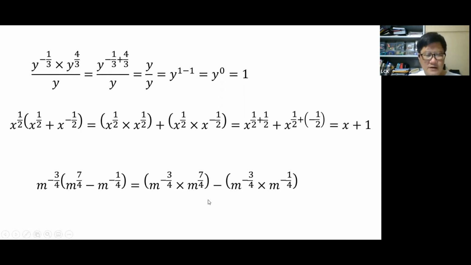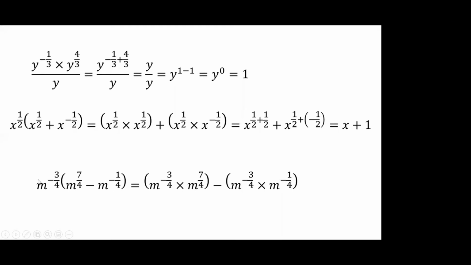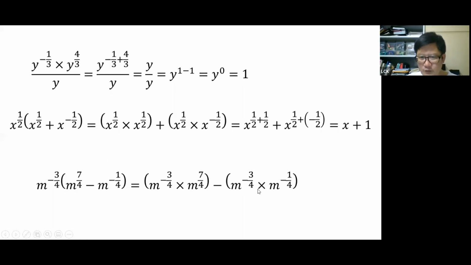This looks challenging, so let's see what we do. Again, multiply this inside. So that's m to the power of minus 3/4 times m to the power of 7/4. There's a minus sign here, so we retain the minus sign there. Retain it, don't change. There's no reason to change. So again, this is minus 3, m to the power of minus 3/4 times m to the power of minus 1/4. So multiply this minus multiplication of that. That's what we have here.